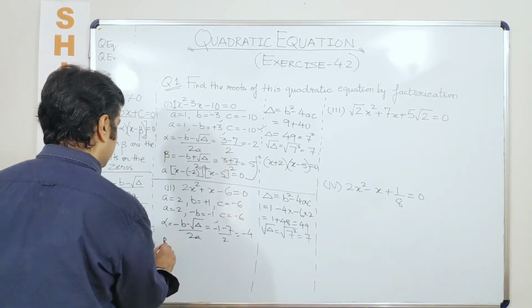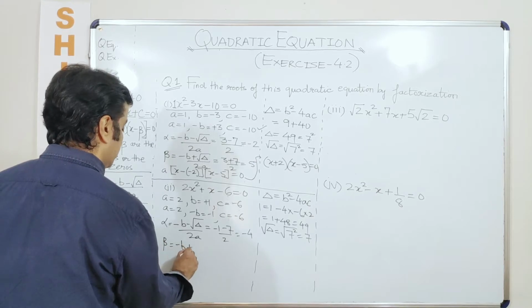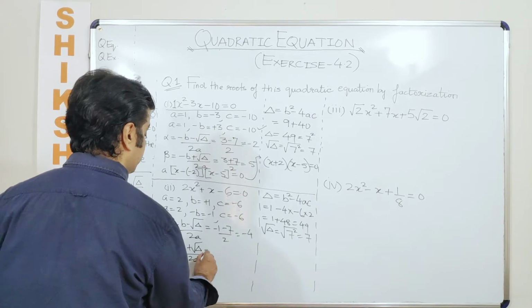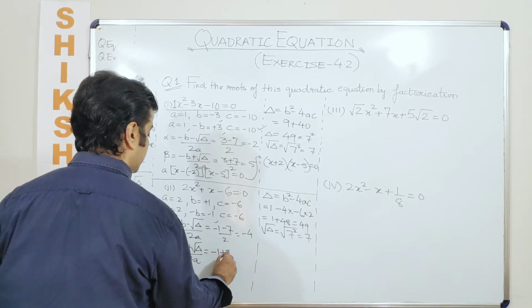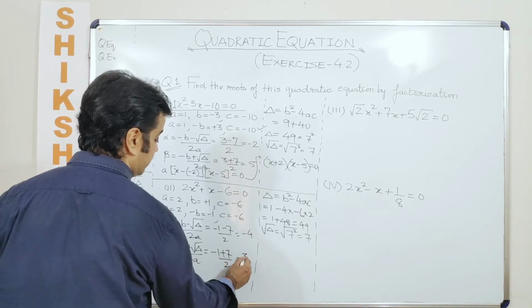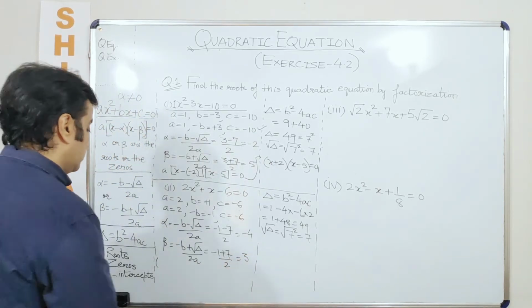And the value of beta here is minus b plus root delta upon 2a, which will be nothing but minus 1 plus 7 upon 2, which can be written as, now 7 minus 1 is 6, 6 divided by 2 is 3. So now we know how to write down the equation.